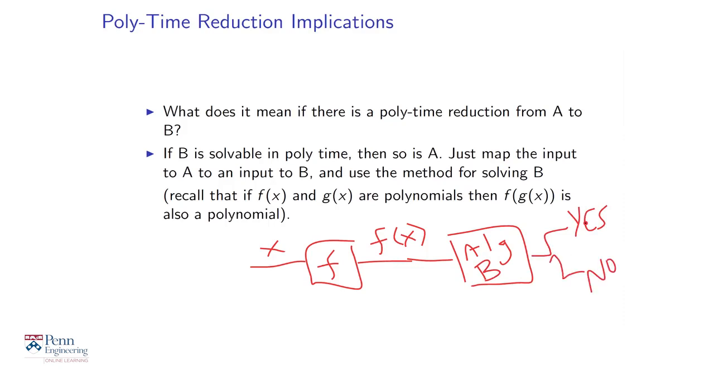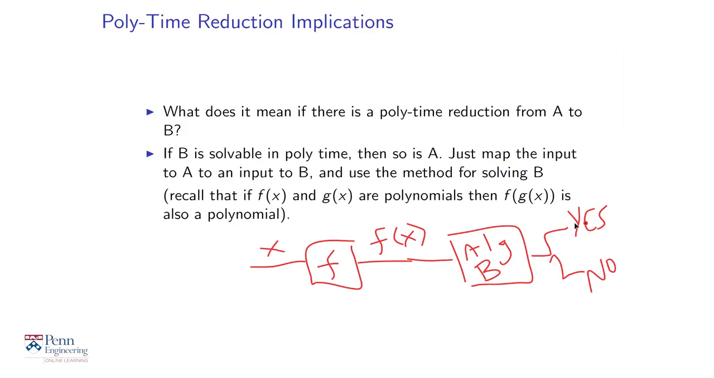You've taken an input for A, x, mapped it in polynomial time to f of x, produced a string f of x that's not too large, it's only polynomial in the length of x, and then applied the algorithm for B, which also runs in polynomial time. So the whole pipeline is polynomial time, and this whole thing is actually an algorithm for A, if you look at it. So you took this input, and whatever answer you get at the end is the correct answer for x. So if there's a polynomial time reduction from A to B, and B is solvable in polynomial time, then so is A by this picture.